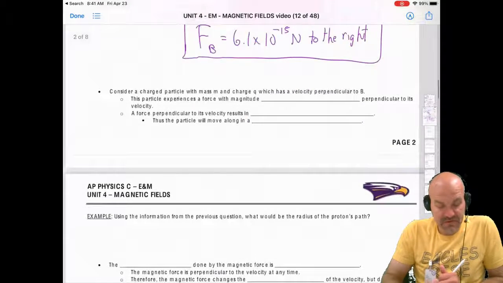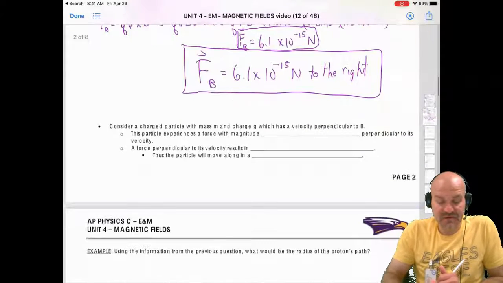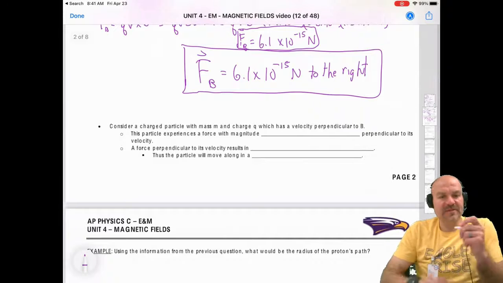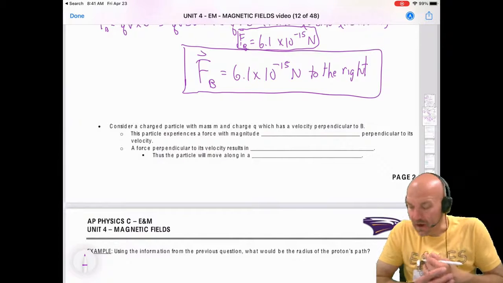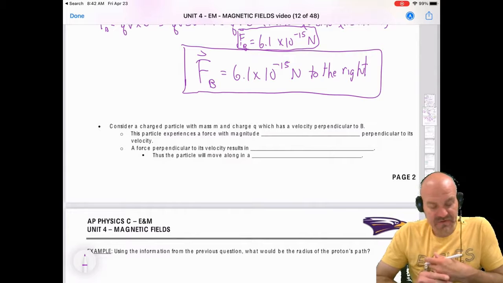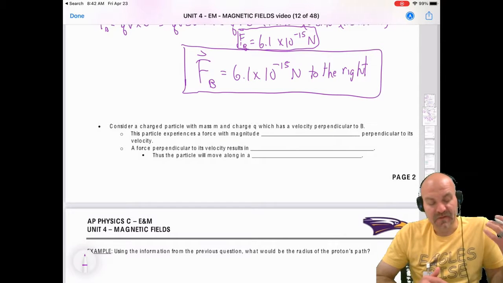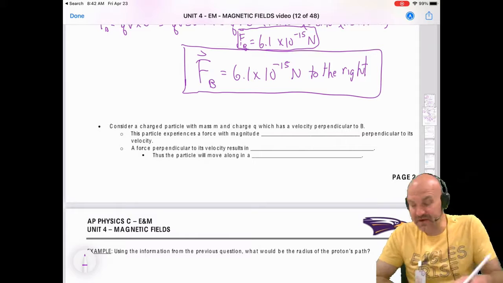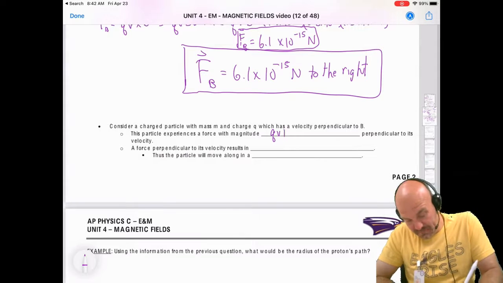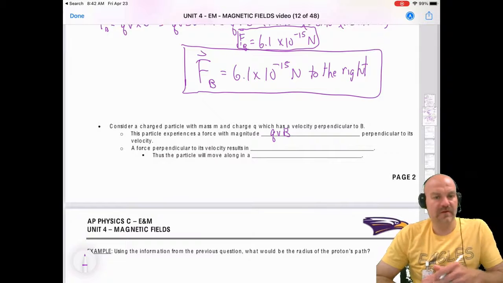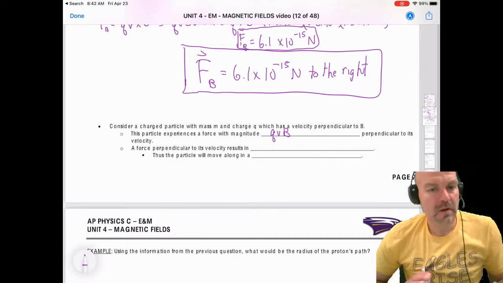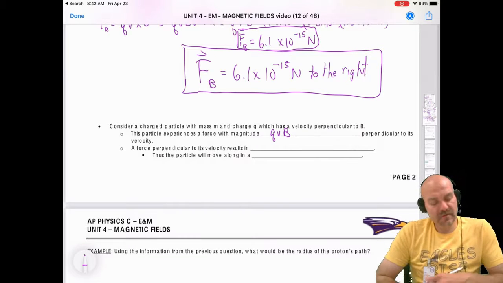Now, here's what typically happens. Because it is experiencing a force, it's going to be accelerated. And generally, they like to accelerate in a circular path. So consider charged particles of mass m and charge q, which have velocities perpendicular to B. This particle experiences a force with a magnitude of qvB, because we don't have to worry about the sign part because of the perpendicularity. I think I just made up a word. So it's just going to be qvB because it's perpendicular to the velocity.